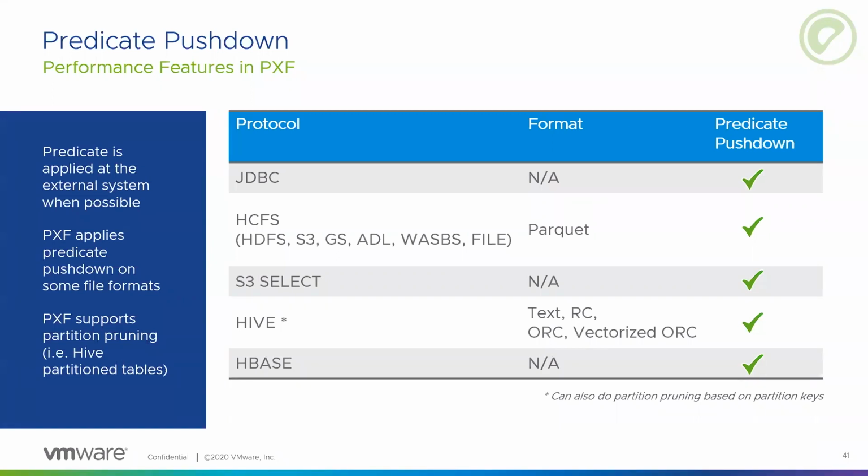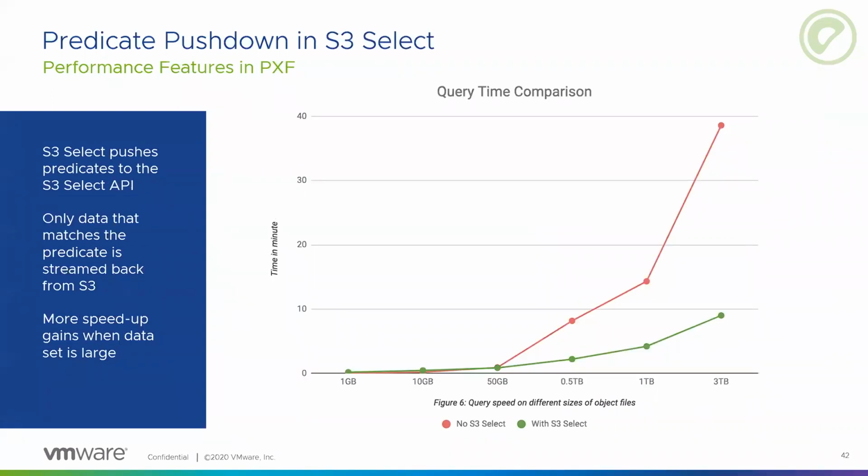Let's take a look at the results of some experiments that we ran. We ran an experiment that compares regular S3 access versus using the S3 Select feature. S3 is using the Hadoop compatible file system API, whereas S3 Select is going through the S3 Select API. The S3 Select API allows us to push predicates for some data formats, for example, CSV, Parquet, and JSON. And S3 Select itself will do the filtering and return only the matching tuples. This reduces the amount of data being transferred from S3 to Greenplum.